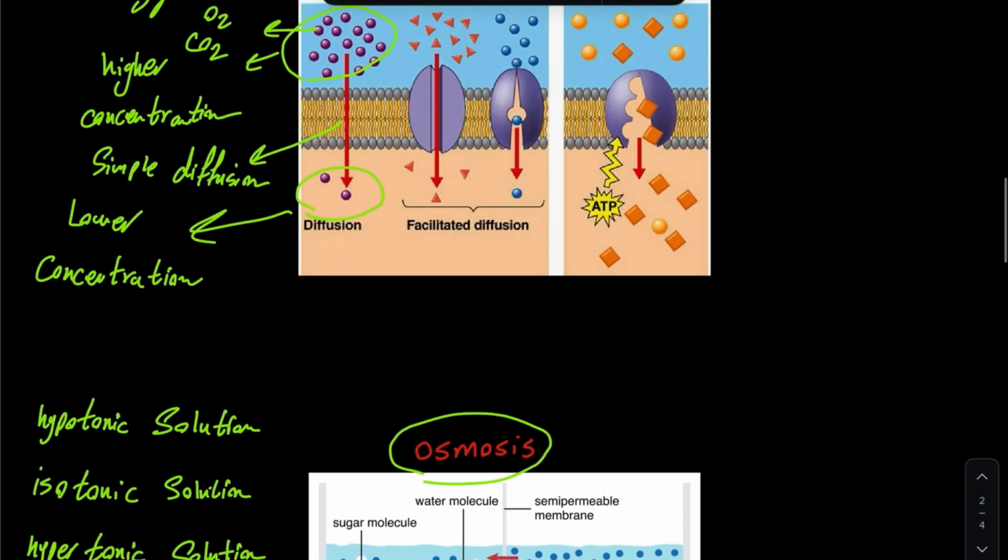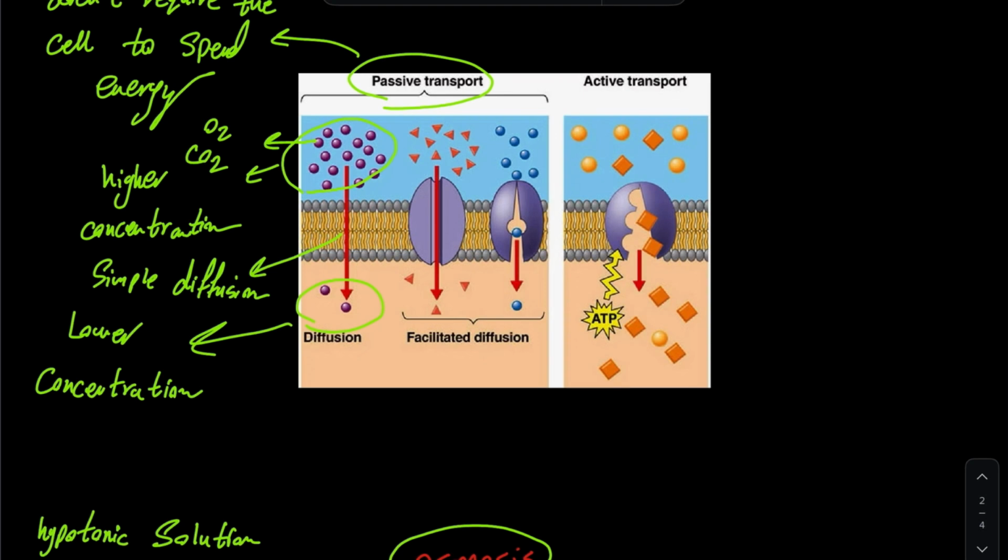Some molecules cannot cross the lipid bilayer easily because they are large or charged. In these cases, the cell uses facilitated diffusion. Facilitated diffusion still moves substances down their concentration gradient and requires no ATP, but it depends on transport proteins. There are two major types.